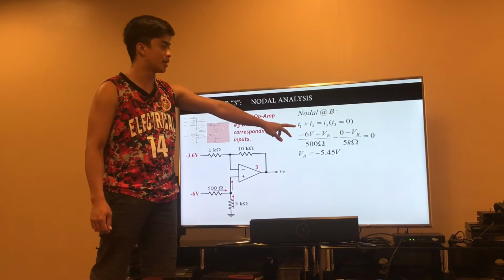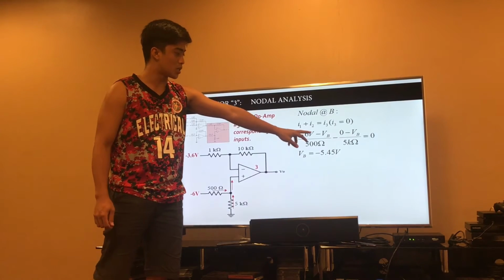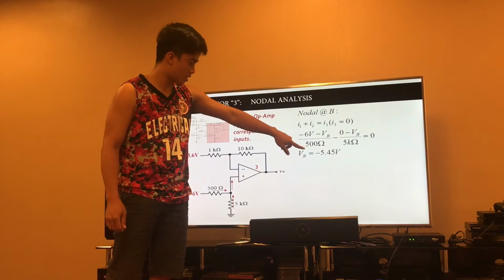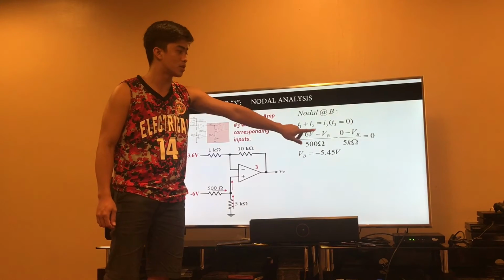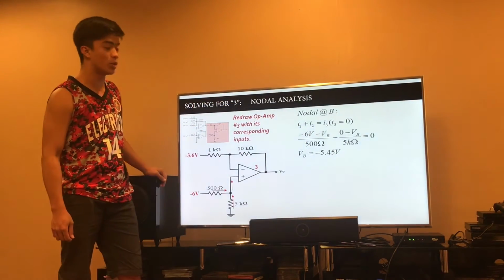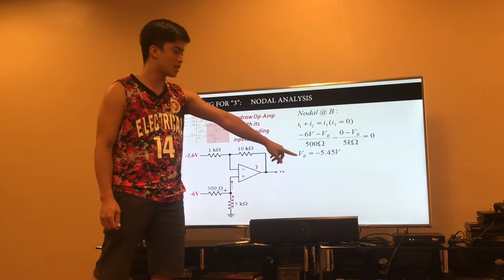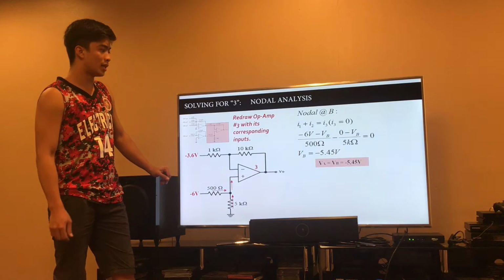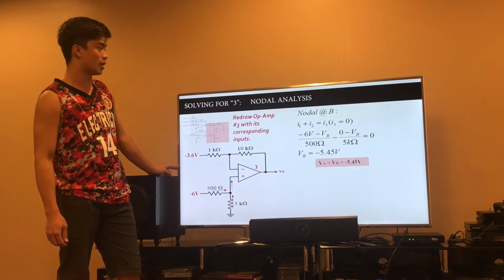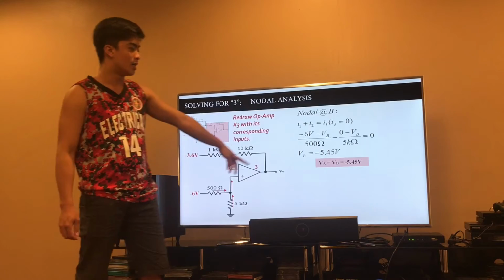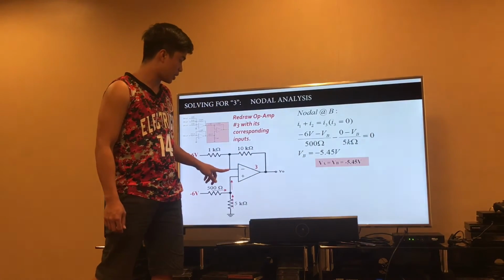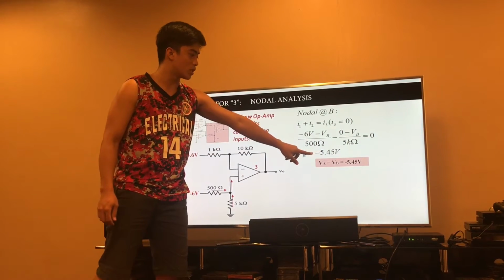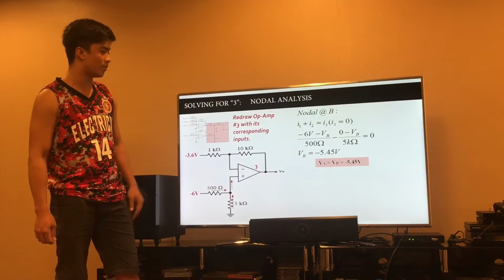Since it is a current, negative 6 volts minus VB going to this node over resistor 500 ohms, minus 0 minus VB over 5 kilo ohms, we arrive at the answer VB equal to negative 5.45 volts. As per the general rule in the analysis that we are doing, the voltage at node A is equal to VB that we solved, which is negative 5.45 volts.